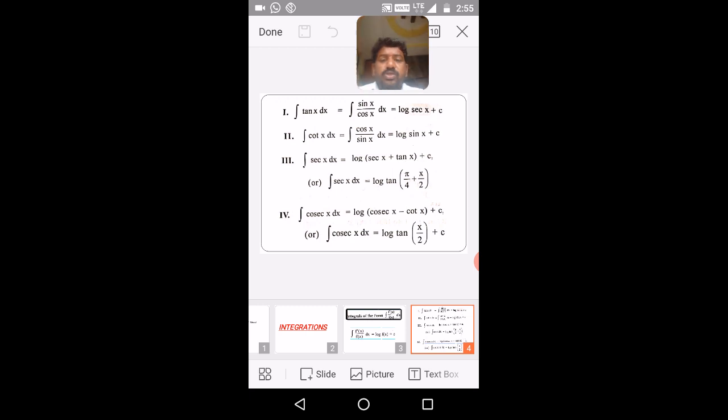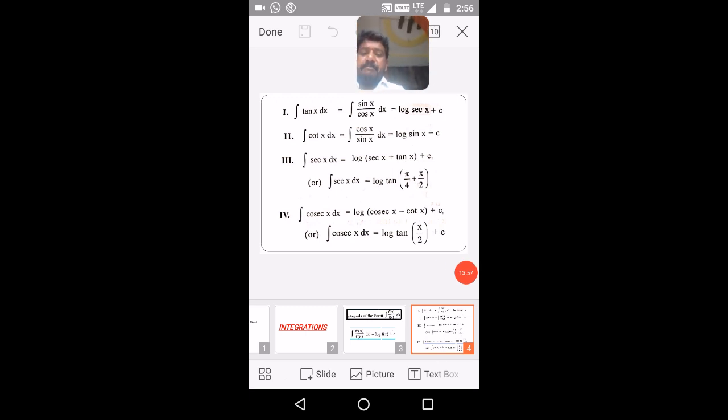Okay, so these are the most important properties or integrals which will be useful in evaluating some more integrals. The integral of tan x dx is log sec x plus c, the integral of cot x dx is log sin x plus c, the integral of sec x dx is log(sec x plus tan x) plus c, the integral of cosec x dx is log(cosec x minus cot x) plus c. Another form also exists for the integral of sec x and the integral of cosec x dx. So whichever is convenient to derive our required result, we have to choose that result for the integral of sec x dx or the integral of cosec x dx.